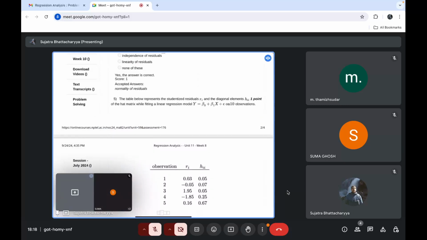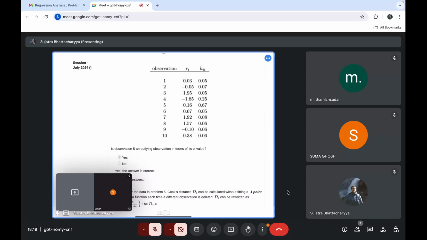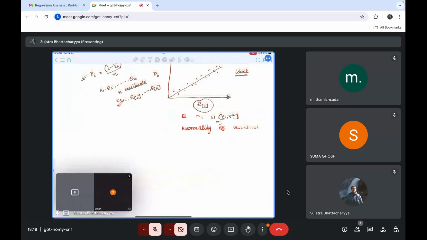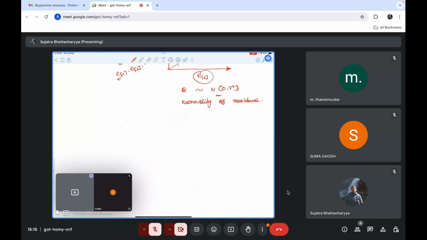Fifth one. The table below represents the studentized residual Ri and the diagonal elements Hii of the hat matrix, while fitting a linear regression model with beta naught plus beta 1 x plus epsilon and has 10 observations. Is observation 5 an outlying observation in terms of its x value? So we have to see that. We have seen it in the last lecture. So this is the fifth question. There are 10 observations given, and your y is equal to beta naught plus beta 1 x plus epsilon, which is given.